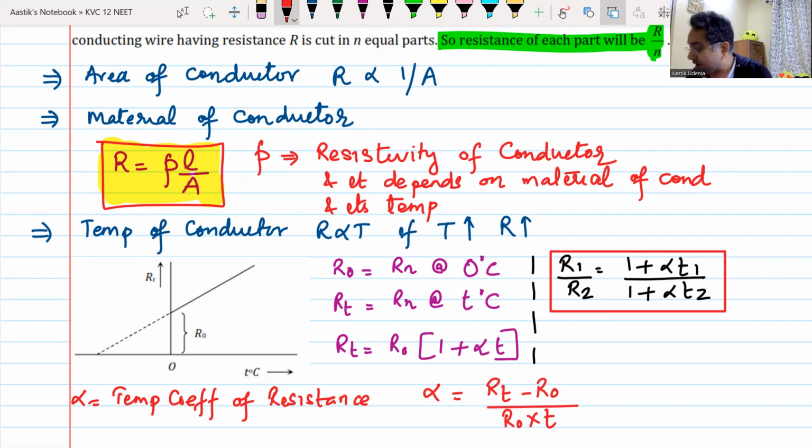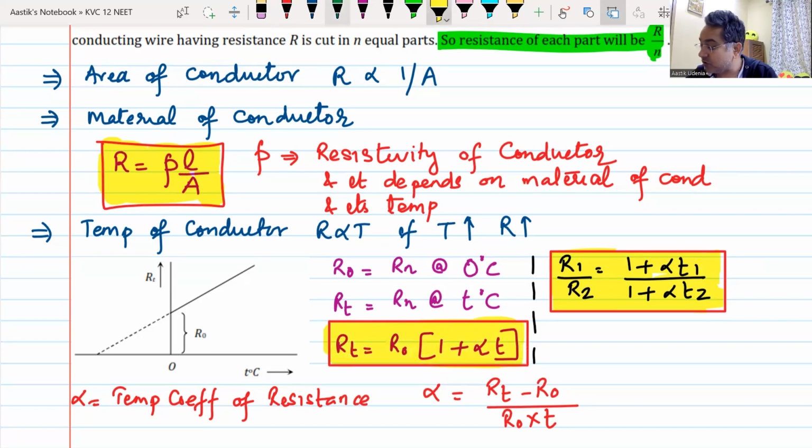I'm going to highlight them in yellow. These are the formulas that you must remember and you must use. This is the general formula. This is the formula for alpha. And then the graph. If you can remember these things, you will do very nicely.